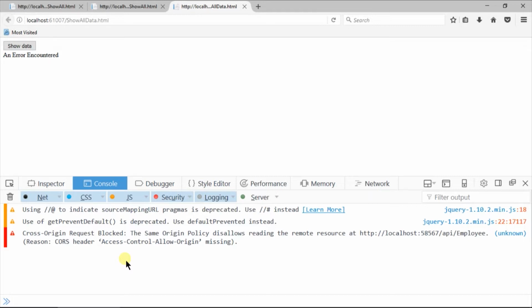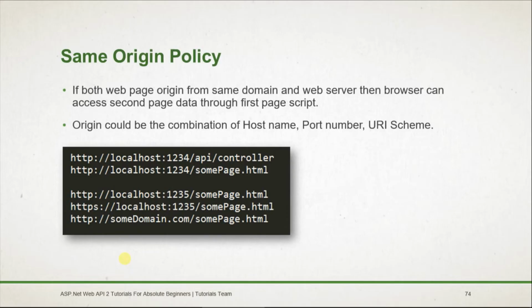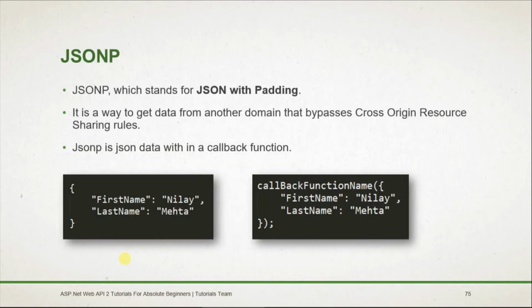This error can be handled in two ways. The first is to use JSONP and the other is to use CORS. In this session we are going to use JSONP. JSONP stands for JSON with padding. It is a way to get data from another domain that bypasses the cross origin restriction. JSONP is JSON data with a callback function.